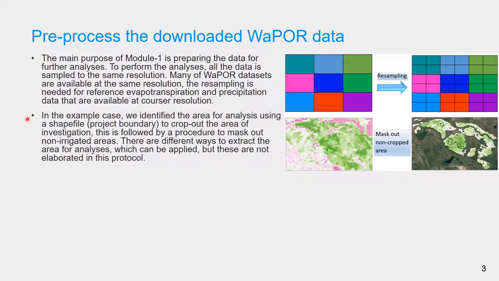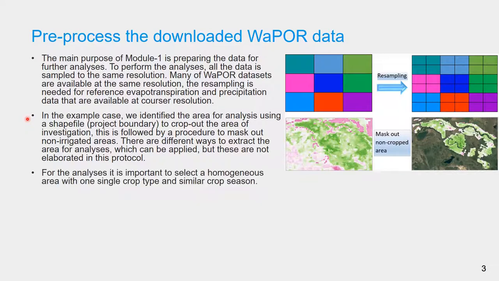In the example case, we identified the area for analysis using a shapefile to crop out the area of investigation. This is followed by a procedure to mask out non-irrigated areas. There are different ways to extract the areas for analysis which can be applied, but these are not elaborated in this protocol. For the analysis, it's important to select a homogeneous area with one single crop type and similar crop season.